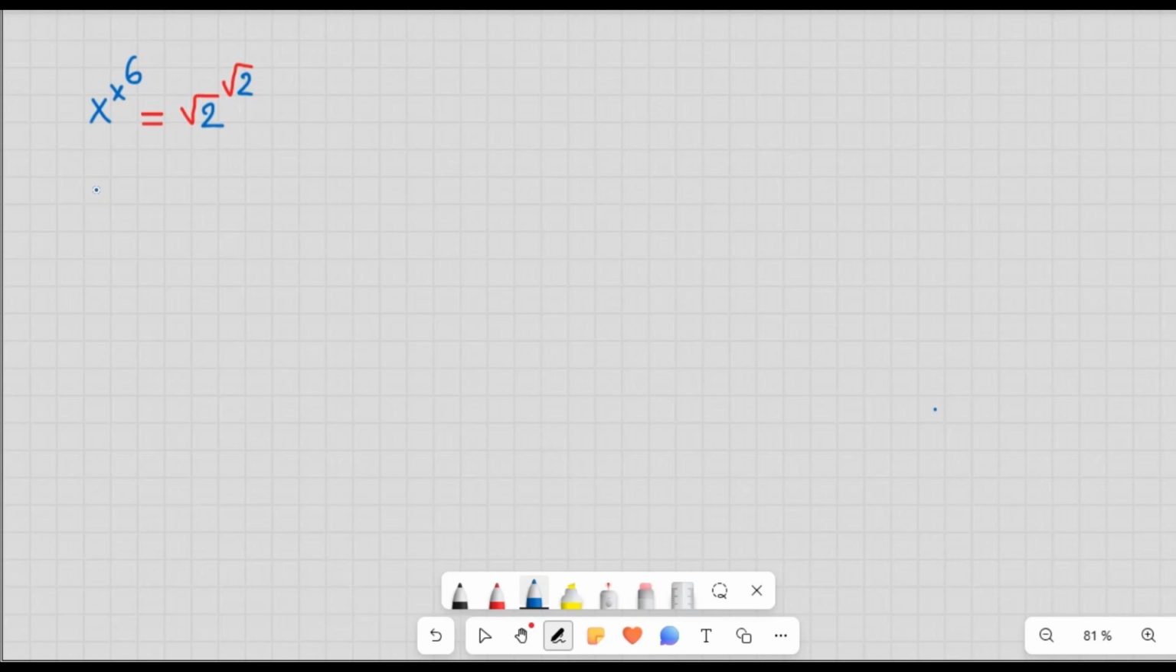Today, we are solving this beautiful math problem. Let's dive in. We have the equation x to the power of x to the 6 equals root 2 to the root 2.